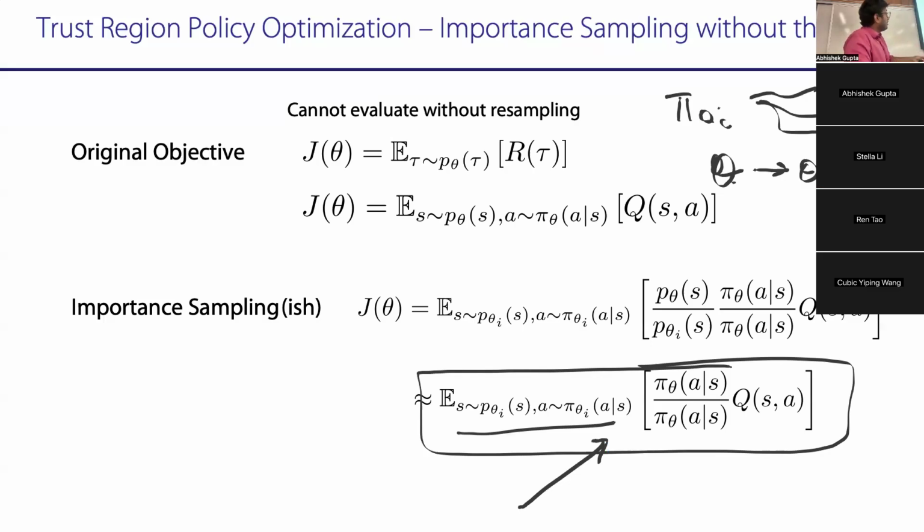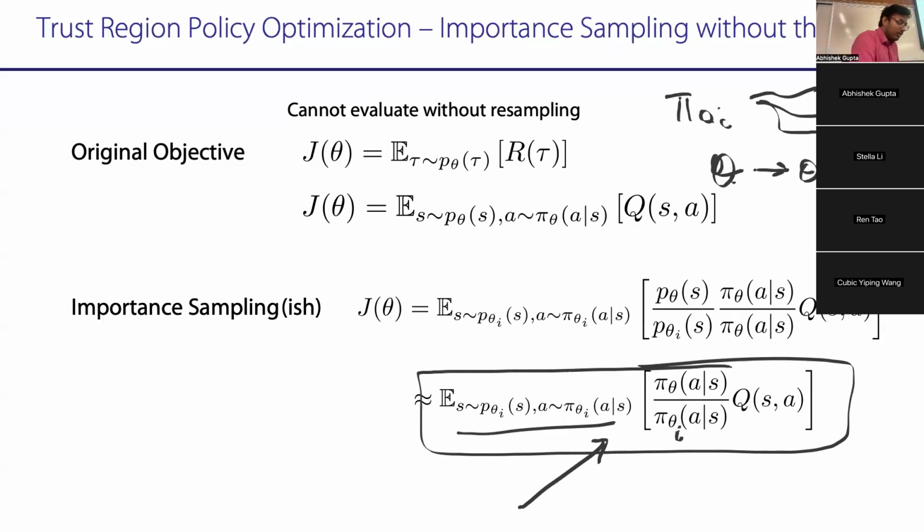What's interesting about this objective is that because the samples just come from pi theta I, if you change pi theta, the expectation does not change. Only the thing inside the expectation changes, which means that you can take multiple steps, right? The important thing here is that the expectation is under pi theta I. If I take gradient steps on this with respect to theta, this ratio will keep changing, but the expectation doesn't change, which means that I can take multiple gradient steps.